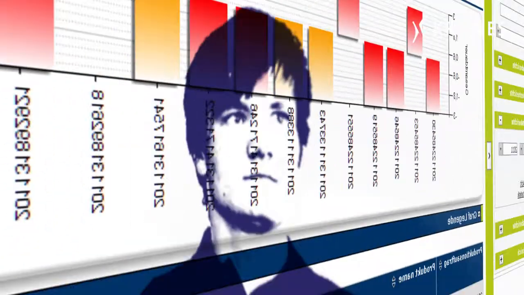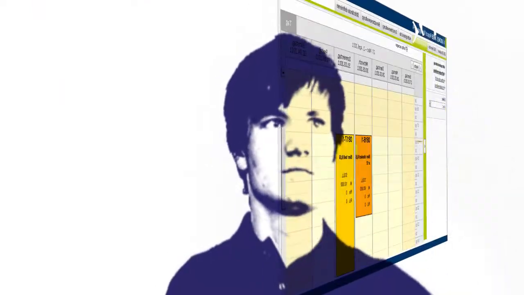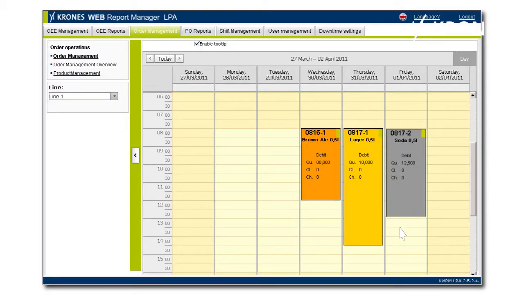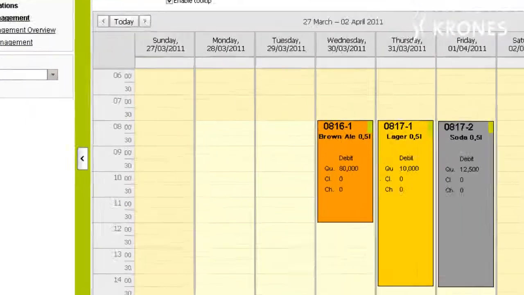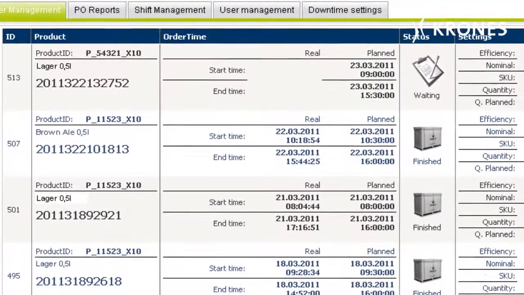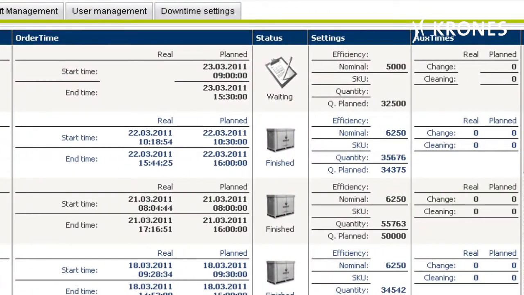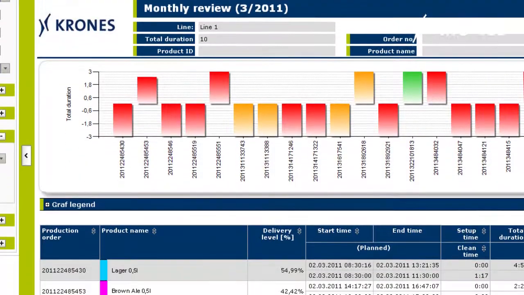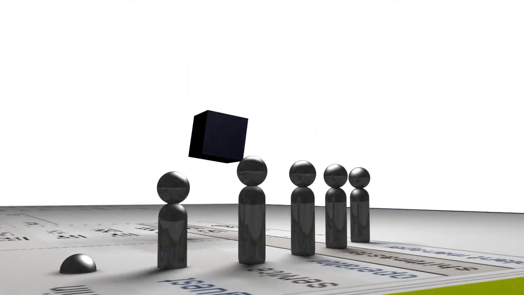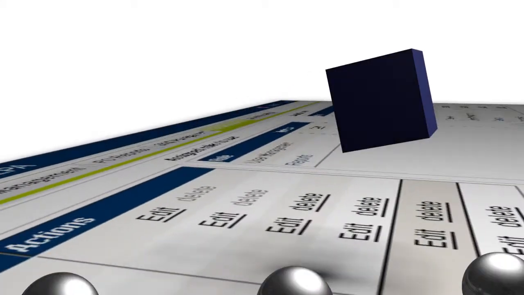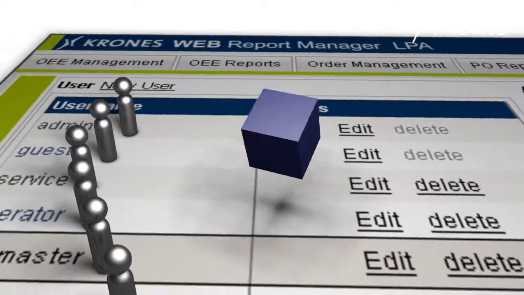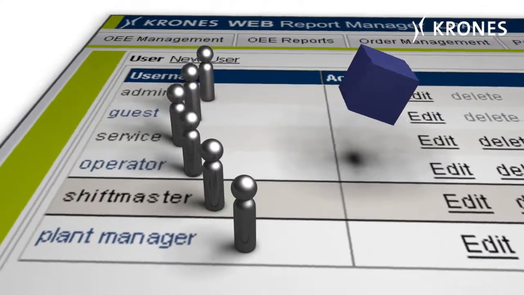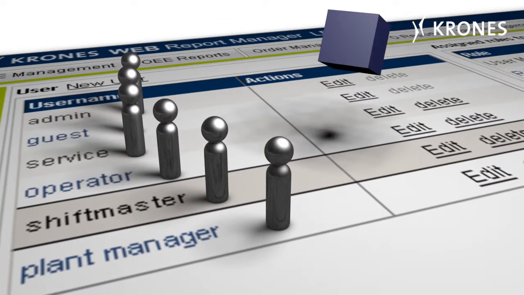The LPA also incorporates a module for managing orders, where new orders are created and evaluated during and after their completion. The production operation is monitored by means of continual target-actual comparisons. The LPA has options for allocating access rights to specific user groupings. These can be classified as needed into appropriate user roles, such as operators, shift managers, administrators, and plant managers.